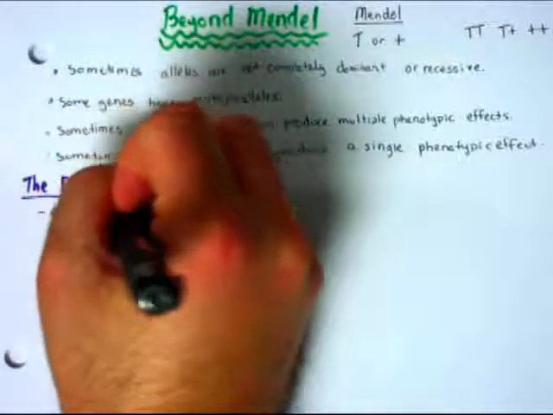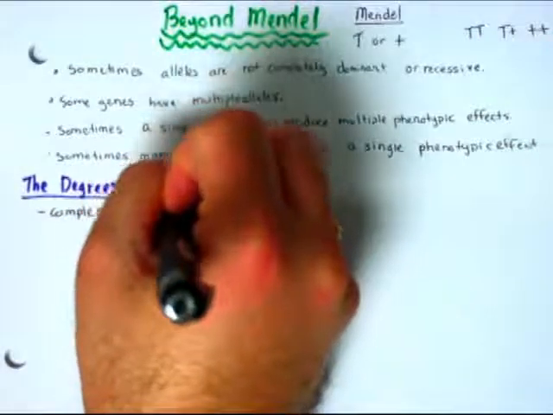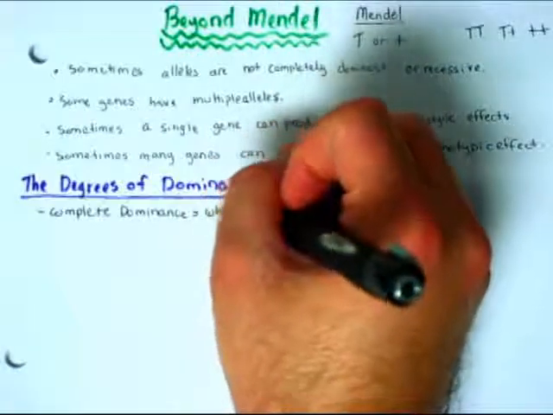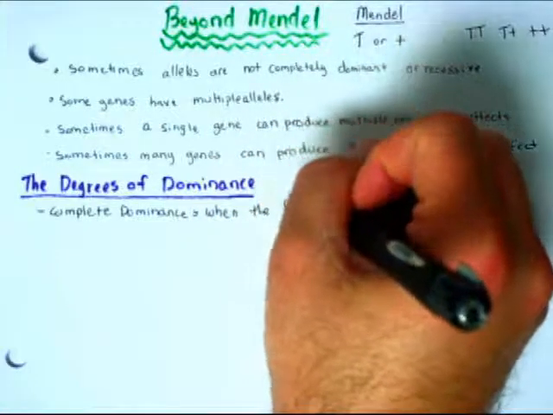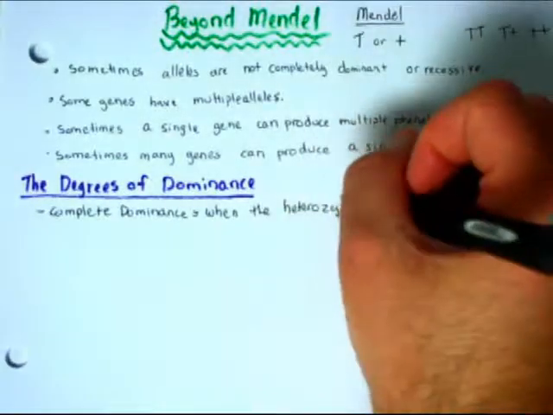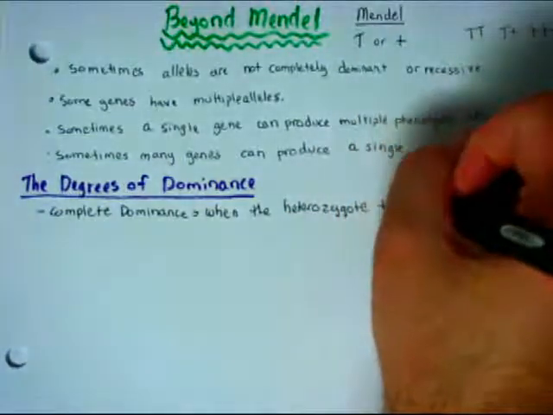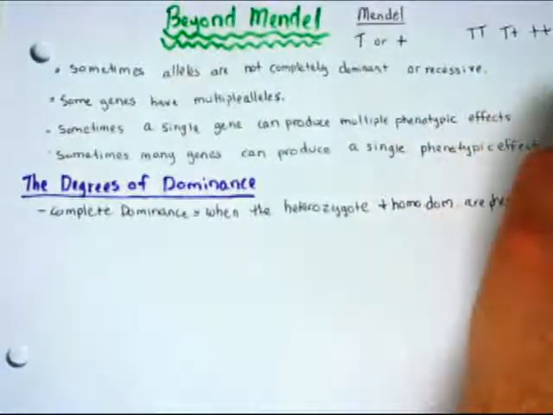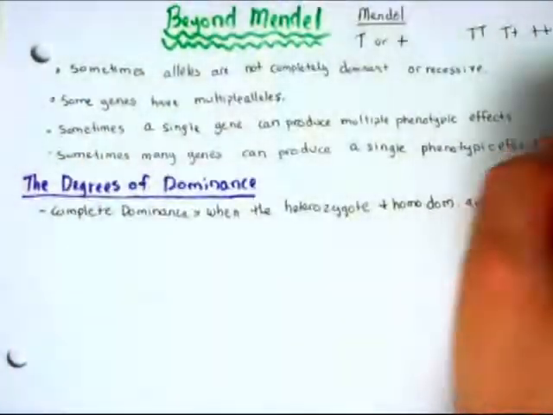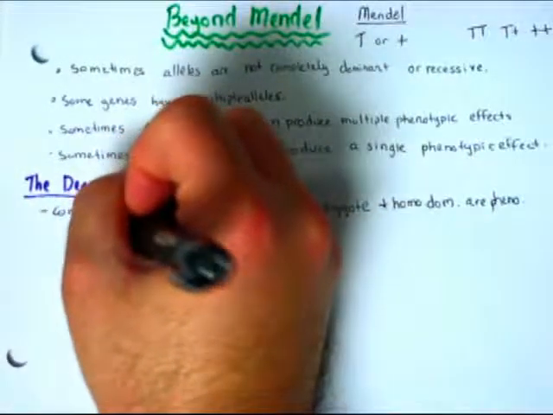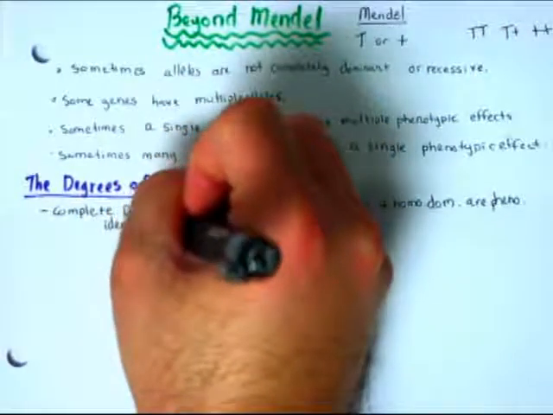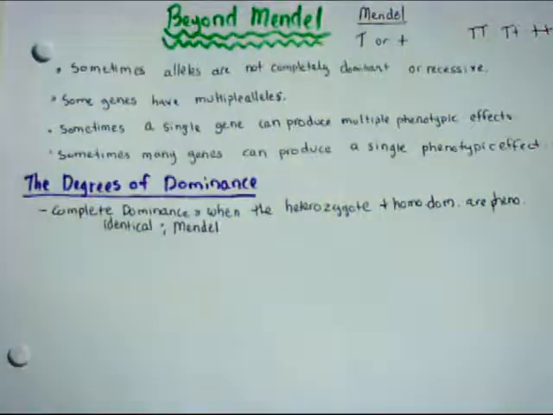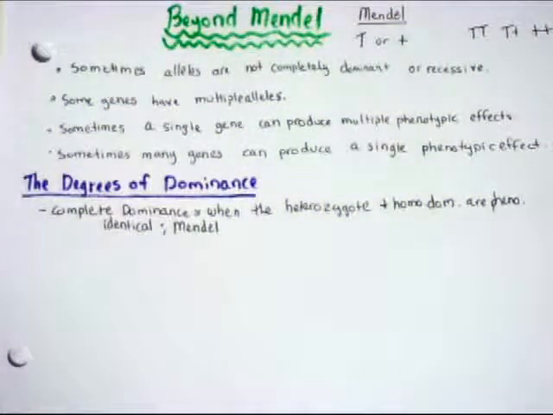There's complete dominance, which we've already seen before. This is when the heterozygote and the homozygous dominant are phenotypically identical. This is what Mendel described. Complete dominance.